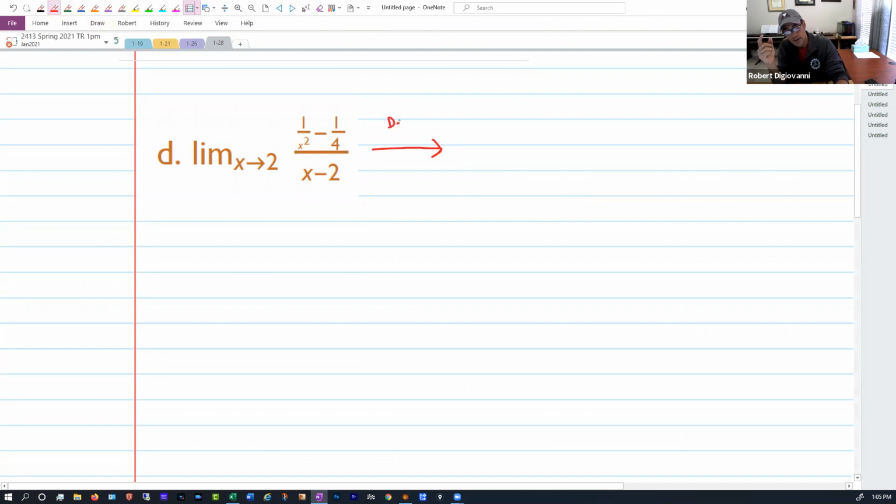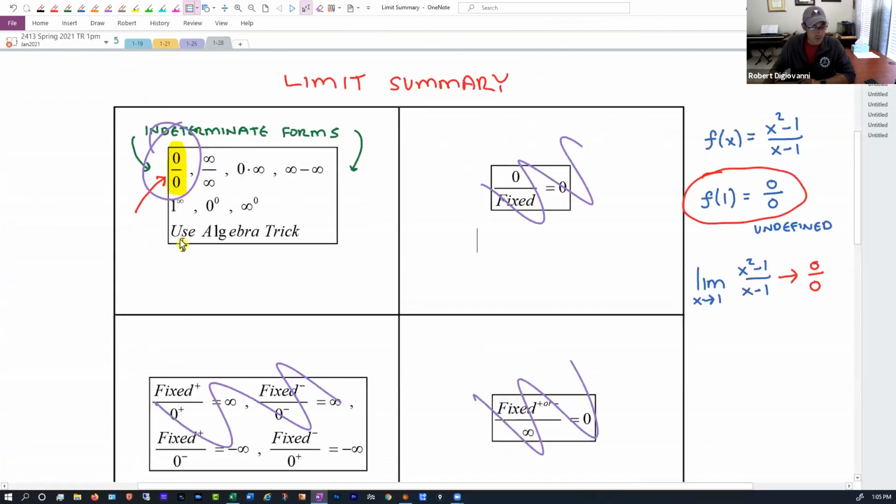So direct substitution, I'm going to say DS for direct substitution. When I do direct substitution, I plug 2 in, I get 1 over 2 squared minus 1 over 4, over 2 minus 2, and that's going to give me 1/4 minus 1/4 over 0, right? 2 minus 2 is 0, and the top is 0, so we get 0 over 0, right? So at this point, we know that we need to do some algebra or use a trick or something.